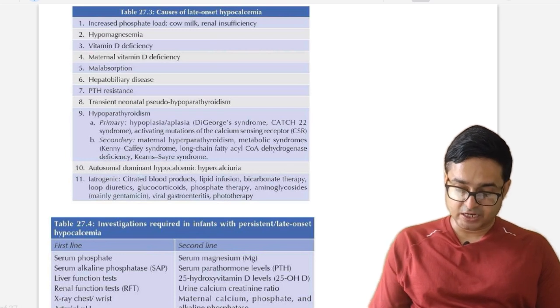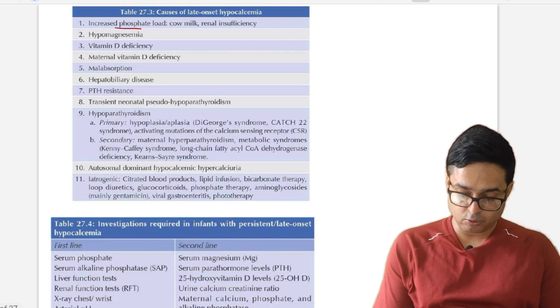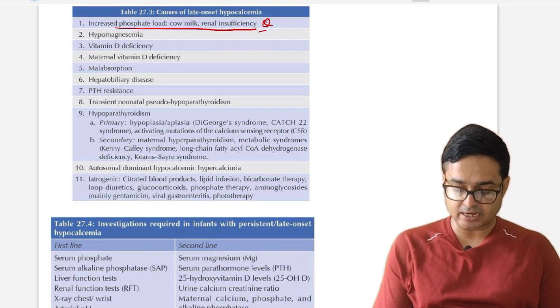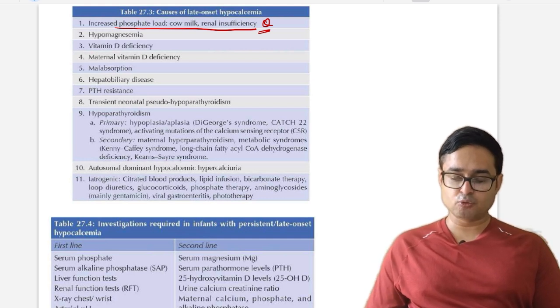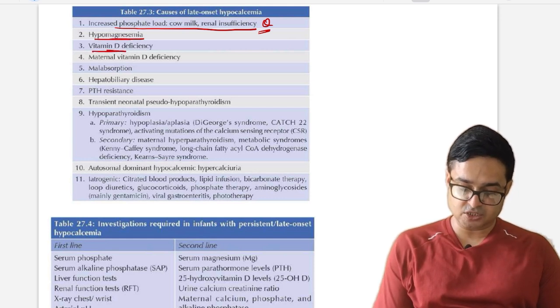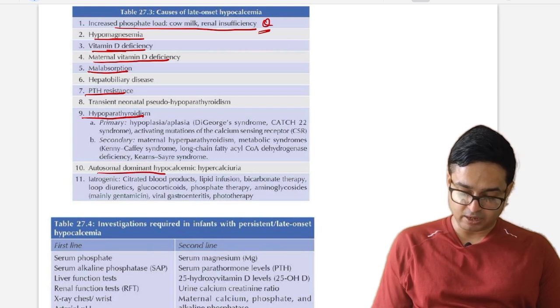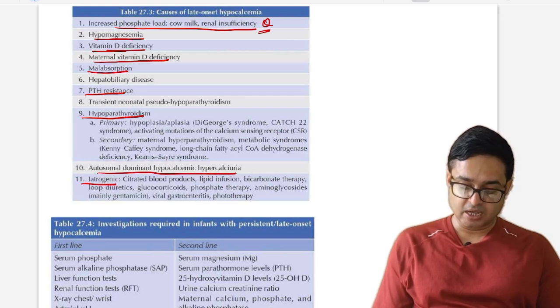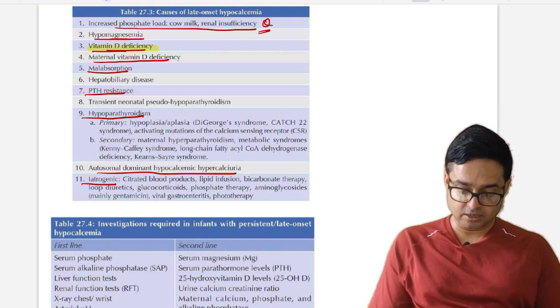So what are the causes of late onset hypocalcemia? Just see: increased phosphate load from cow milk. You might encounter this in your OPD settings. A neonate on cow milk will develop late onset hypocalcemia. Hypomagnesemia, obviously vitamin D deficiency, maternal vitamin D deficiency, malabsorption, PTH resistance, hypoparathyroidism, autosomal dominant hypocalcemic hypercalciuria and heterogenic. Just remember the important ones which I highlighted for you. So these you have to remember for late onset hypocalcemia.